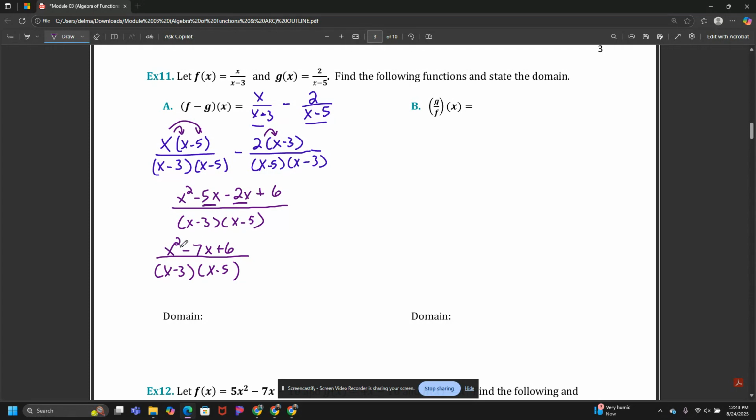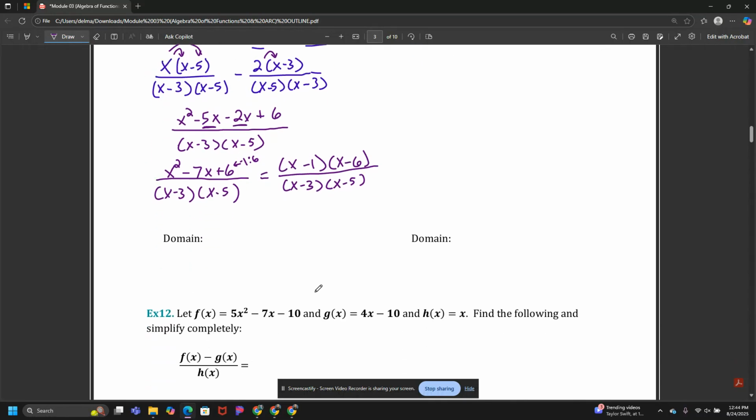Alright, so let's factor this out. What can I have that'll multiply to get me 6 but add to get me 7? Well, 1 times 6 will surely do it, but they both have to be negative, because a negative 1 times a negative 6 makes that positive 6, and a negative 1 plus negative 6 makes that negative 7 there. Alright, and that's kind of what we reviewed in the first 2 weeks. So x minus 1 times x minus 6 over x minus 3 times x minus 5. Okay, that's as simple as I can get that.